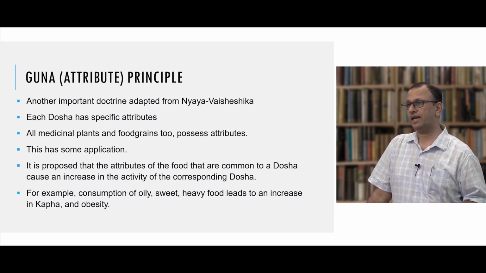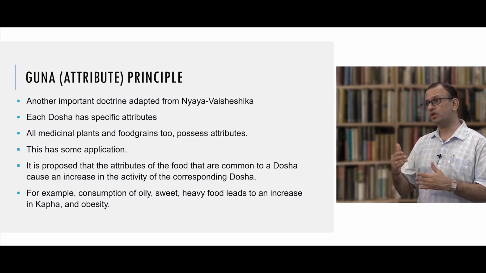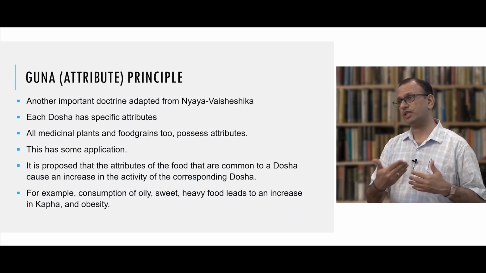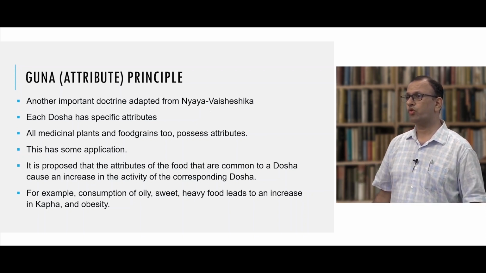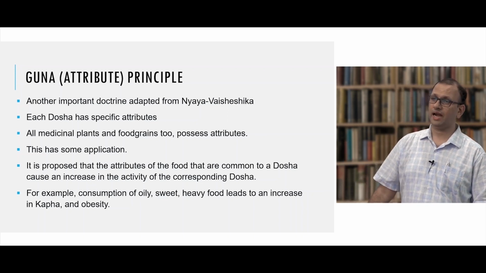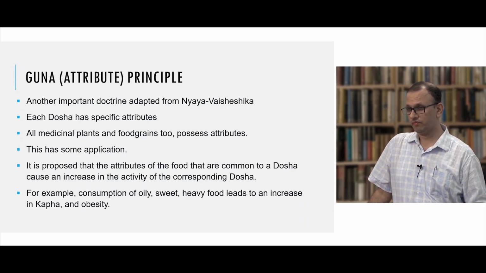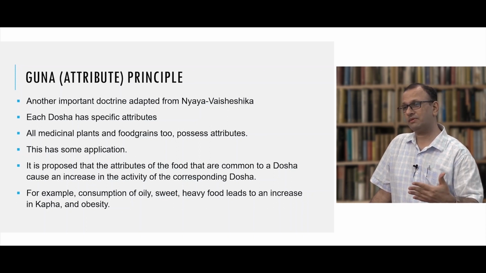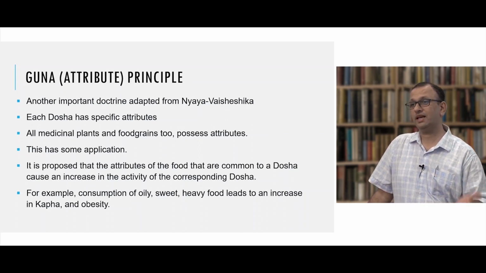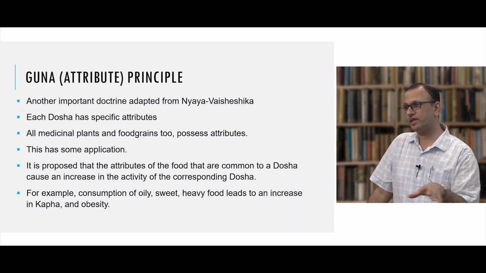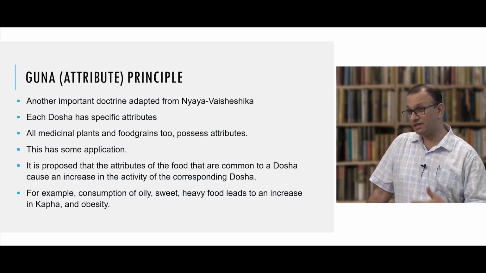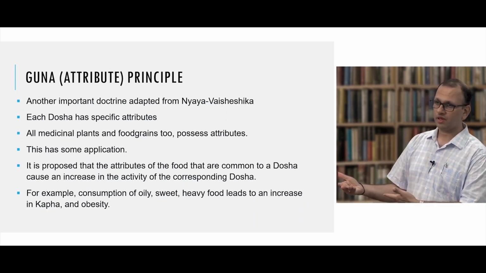Because it is proposed that the attributes of food that are common to a dosha cause an increase in the activity of the corresponding dosha. For example, consumption of oily, sweet, heavy food leads to an increase in kapha, and thus it might lead to obesity. Similarly, avyayama, divaswapna, right? They increase some other attributes of kapha, and they also contribute to obesity. Lack of physical activity, too much of day sleep, consumption of oily, sweet, heavy foods. All this led to increase in kapha, and that is why the person developed obesity. See, this is how the theory of Tridosha was integrated with the food, right?